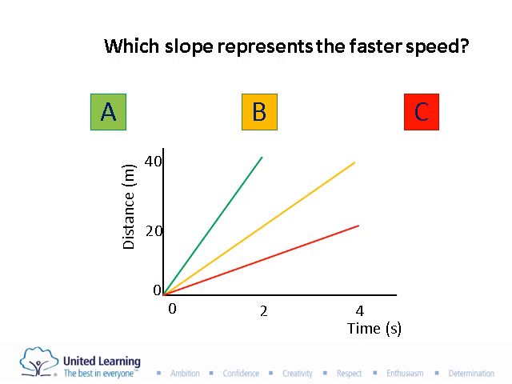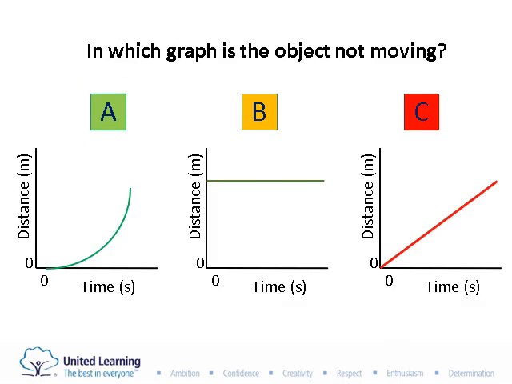So very quickly, a quick fire round. Which slope represents the fastest speed? You've got 5 seconds. The correct answer is obviously A, the green line. Okay. Next question. In which graph is the object not moving? 5 seconds. It is, of course, graph B, because a flat line means not moving.